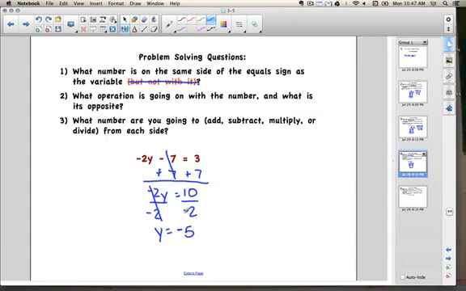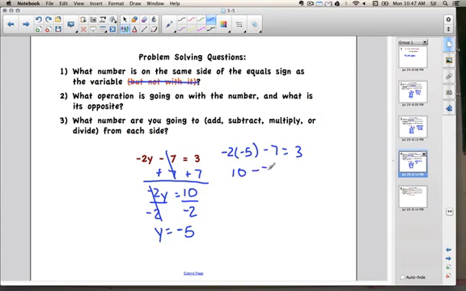Again, if we want to go through and check it, anywhere we see y, we can put negative 5. So negative 2 times negative 5 minus 7 equals 3. We're going to multiply before we subtract. Negative 2 times negative 5 is positive 10, because when we have the same signs, two negative signs here, and we multiply those together, we get a positive answer. And 2 times 5 is 10.